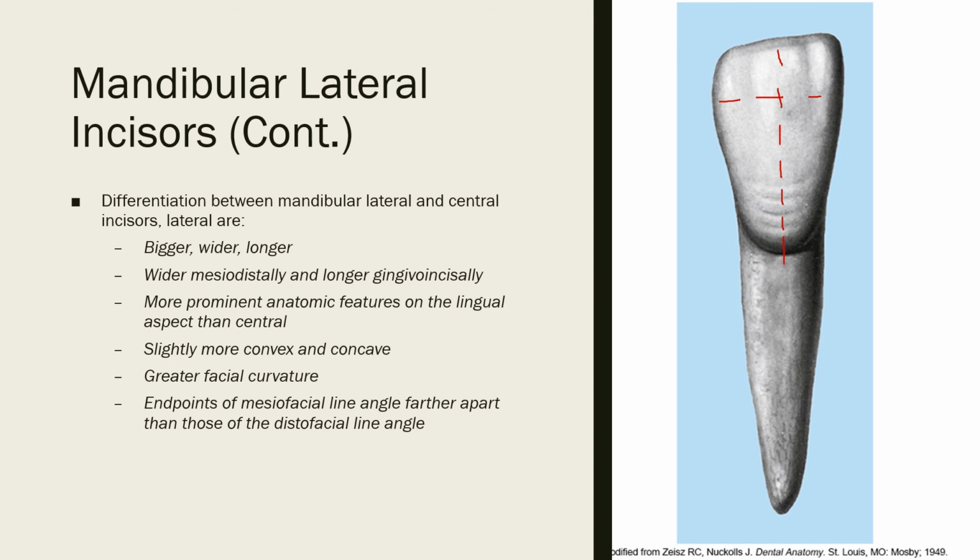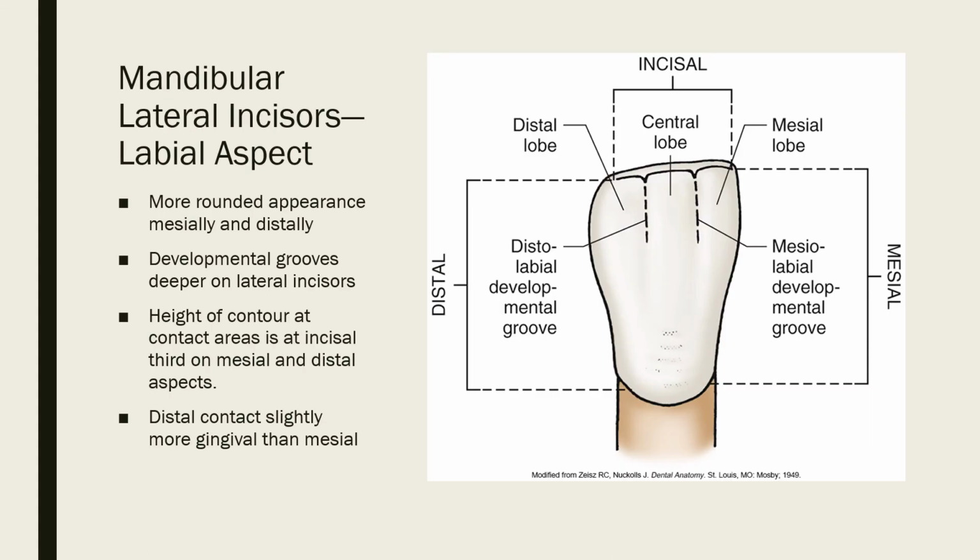slightly more convex and concave, with greater facial curvature. We're going to see this in a little bit. And the endpoints of the mesiofacial line angle are farther apart than those of the distal facial line angle. So here we go. It has a more rounded appearance, both mesially and distally, so it's not as squared off here. The developmental grooves are going to be deeper, so you're going to see a little more of a groove here. Remember, we need to make sure that those are nice and clean. They can be fairly deep sometimes.